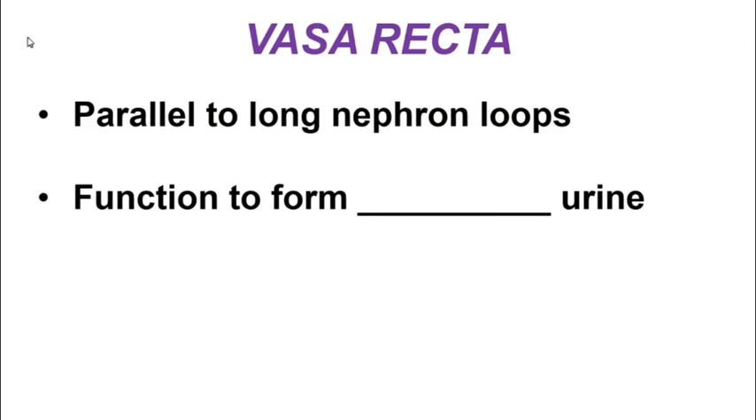The vasa recta are the blood vessels that are associated with the nephron loops of the juxtamedullary nephrons, and they have the same configuration. So they're functioning to absorb water and solutes from the space surrounding the nephron loops, and carry that material back to the blood. Their function is to form highly concentrated urine, so we'll see that come into play when we start talking about kidney physiology later.